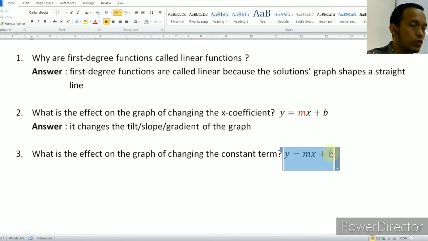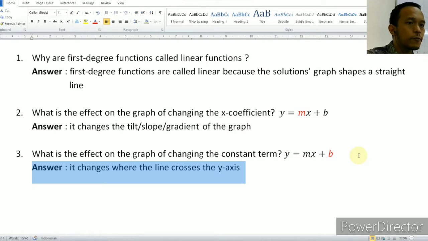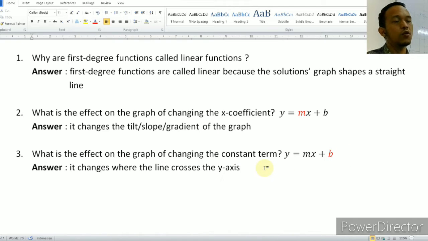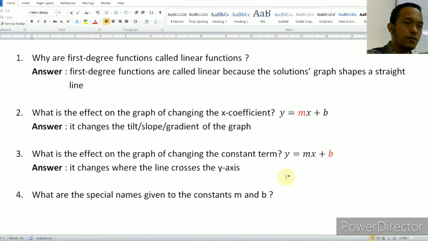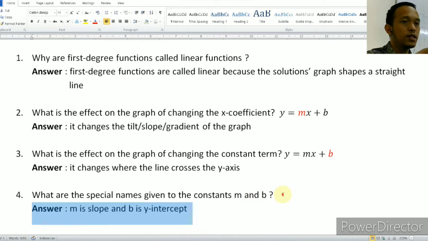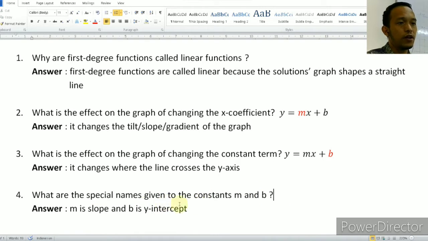And then the third one: what is the effect on the graph of changing the constant term? If I change the constant, the second term on the right member, the one we indicate with b, the effect is that it changes where the line crosses the y-axis. The intersection with the y-axis will be determined by the value of b. And then number 4, what are the special names given to the constants m and b? So far we have been introduced to slope for m, and b is the y-intercept.